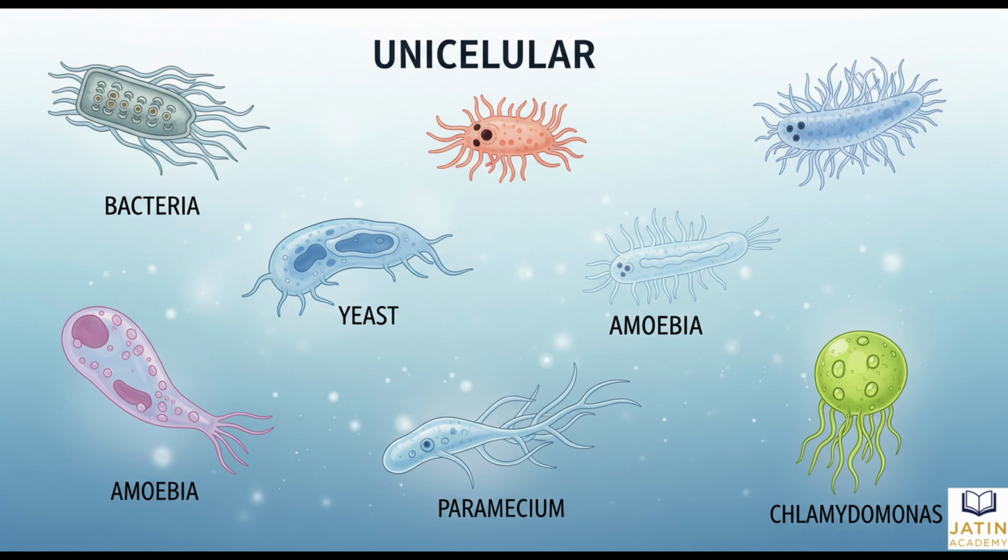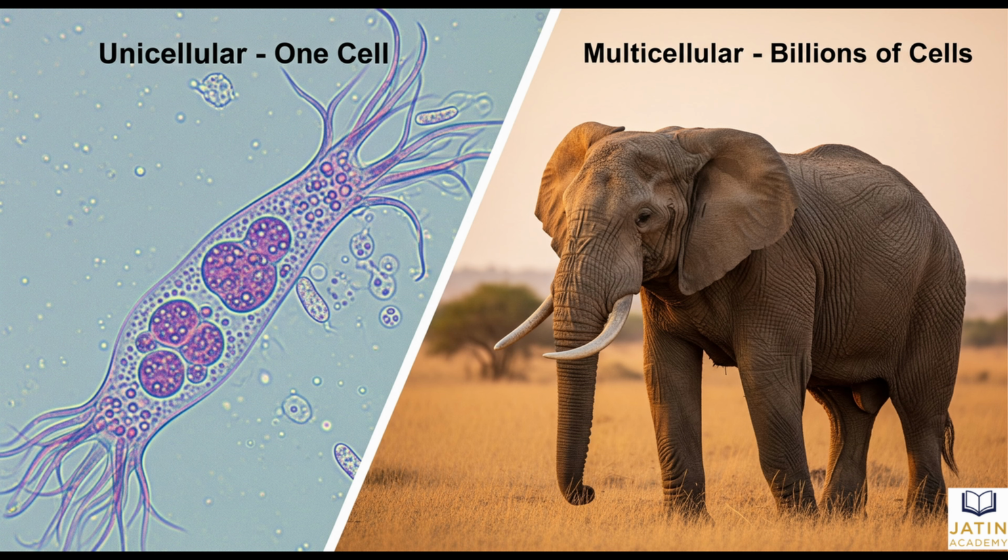For example, bacteria, yeast, amoeba, paramecium, and chlamydomonas. All of these are called unicellular organisms. Uni means one. Now imagine a whole living being, which has to digest food, move around, breathe, and all of that is done by just one cell. Isn't that amazing? Now let's talk about living beings like you and me.